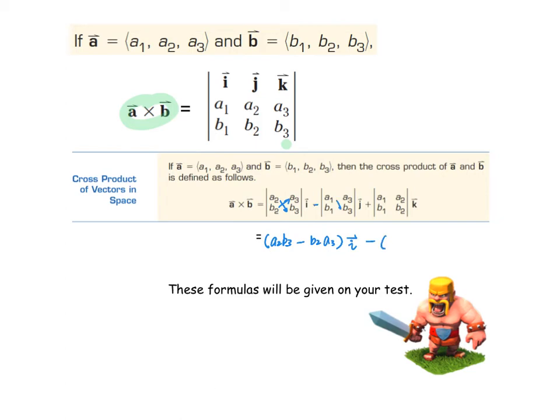Minus, then you cross and multiply again. A1 times B3 minus B1 times A3, times J, and plus the last one, A1 times B2 minus B1 times A2, and the last one will be multiplied with K.